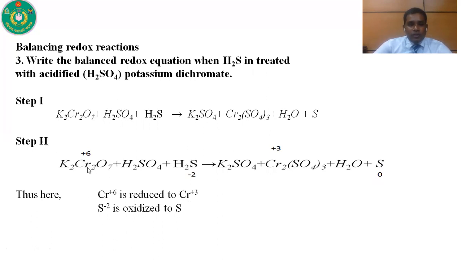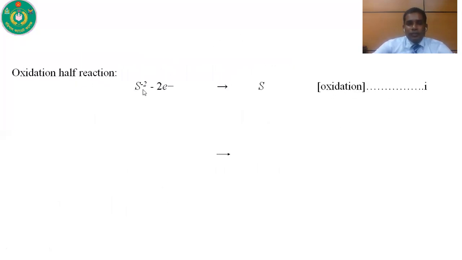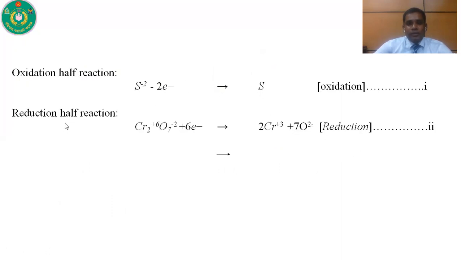So as chromium +6 converts into +3, it accepts electrons. As it accepts electrons, it is reduction; it undergoes reduction. And in hydrogen sulfide, S2- forms S0. As it donates electrons, it is oxidized, or oxidation occurs. Now the oxidation half reaction: S2- donates 2 electrons, it forms sulfur. And in the reduction half reaction, it accepts 6 electrons, +6 to +3.